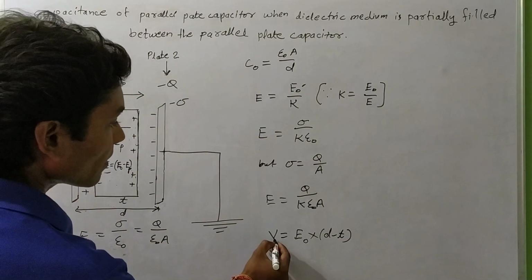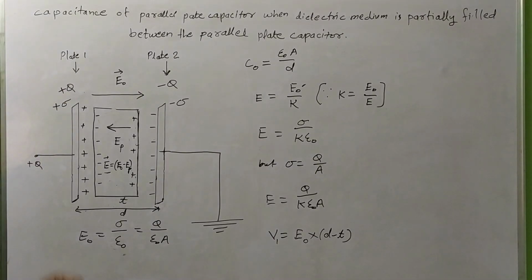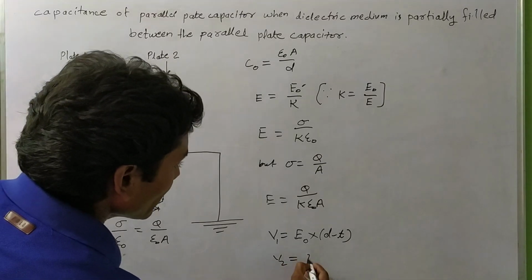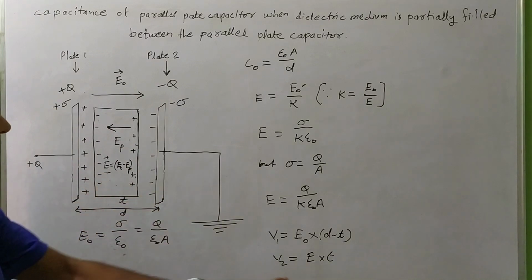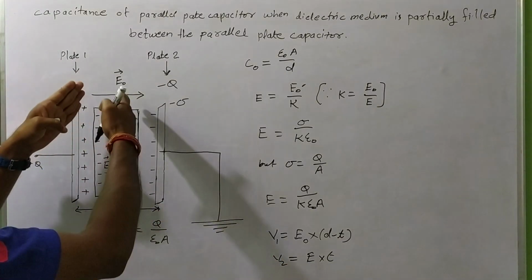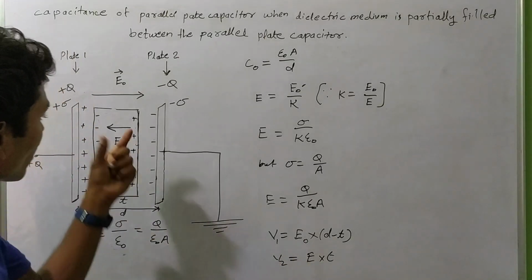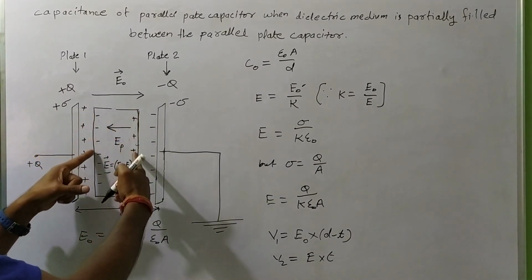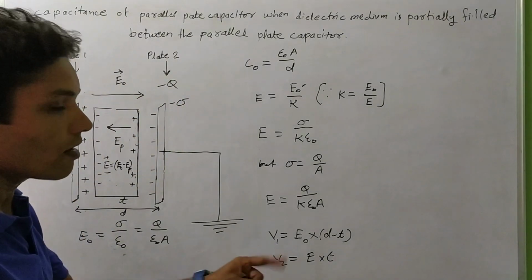Okay, this is the potential V1, and the potential difference between the two faces of the dielectric will be V2 equal to E into t, because the electric field of this dielectric material is E, and t is the thickness of the dielectric material, or the distance between the two faces of the dielectric material. So these are the potentials.